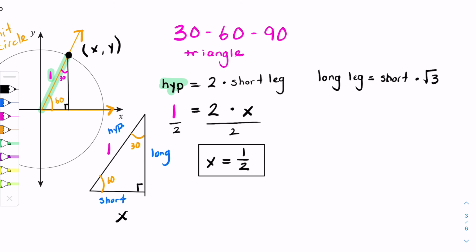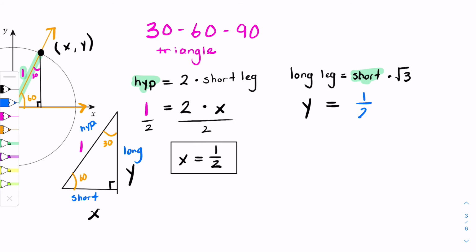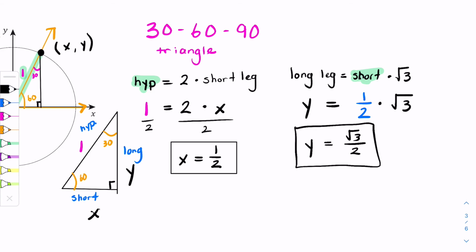I'm going to label the long leg y because this leg right here runs parallel with the y-axis. If I know that x is equal to 1/2, or that the short side is equal to 1/2, I'm going to substitute in my value of x for the short side. Long leg is y, which is equal to my short side, 1/2, and then the formula says multiplied by the square root of 3. So this simplifies to y equals the square root of 3 over 2. And there's your y value.